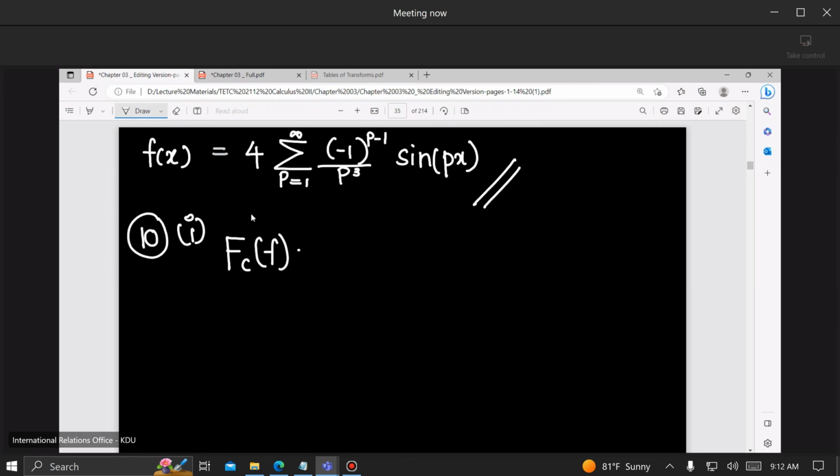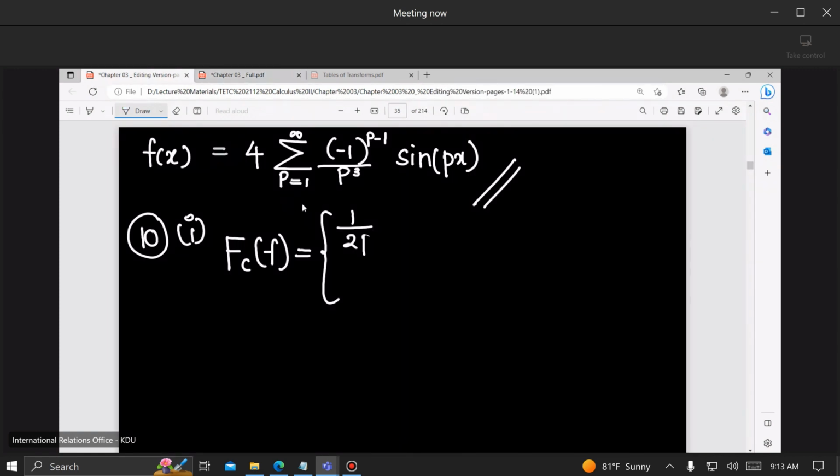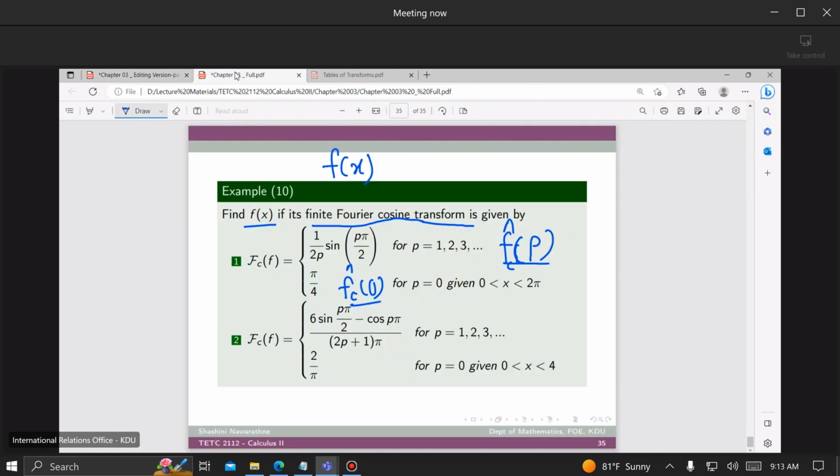FCF is given. So let's write the problem first. 1 over 2p, 1 over 2p sine p5 over 2.